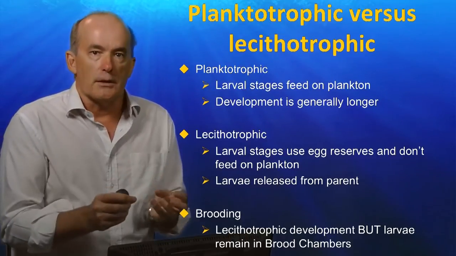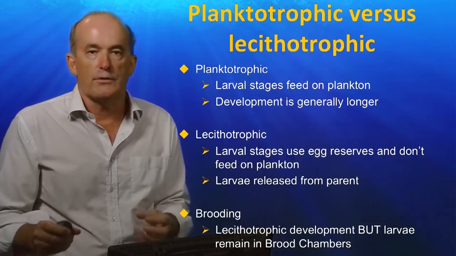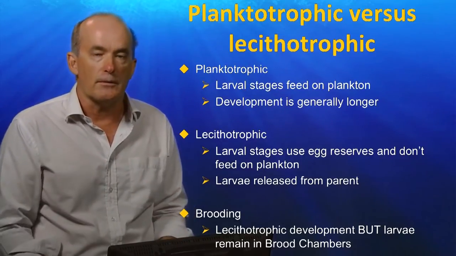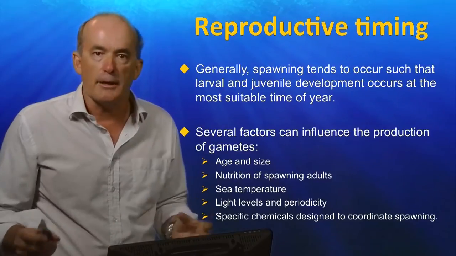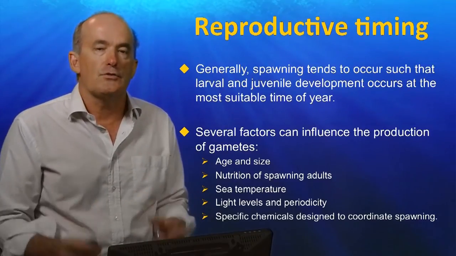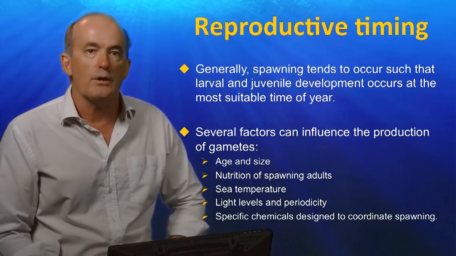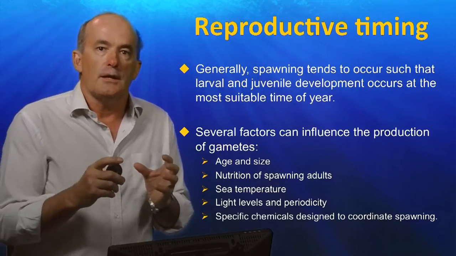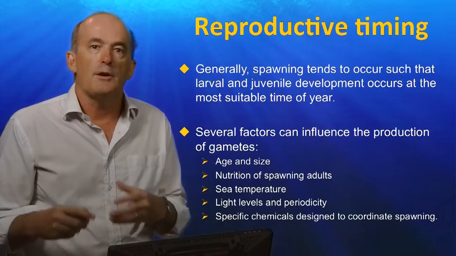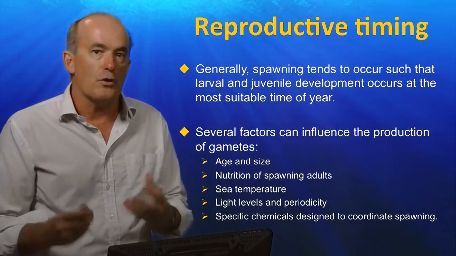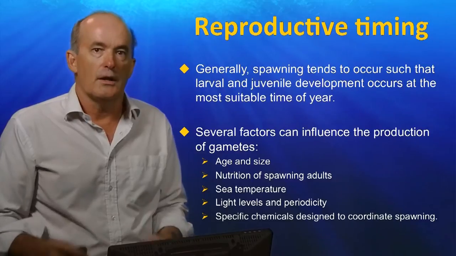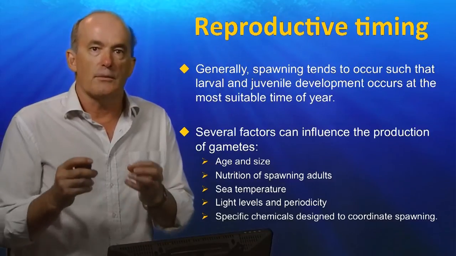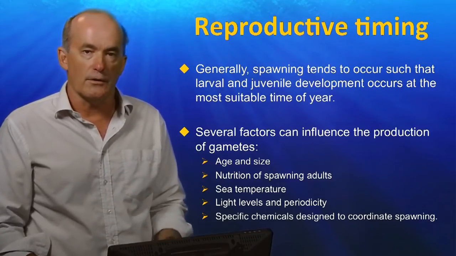As we have already mentioned, the developmental mode can have a big influence on the length of larval life and consequently the distance over which larvae might be transported. As Shakespeare reportedly said, timing is everything. And this is certainly true when it comes to the sexual reproduction of marine organisms. Generally, spawning tends to occur such that the larvae and juvenile development occur at the most suitable time of the year. In tropical climates, this tends to occur just before the period of maximum primary productivity in the ocean. That is, when there's the most amount of food around for larvae and juveniles to feed off.